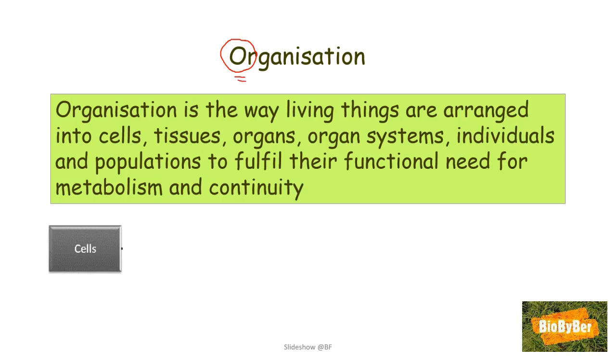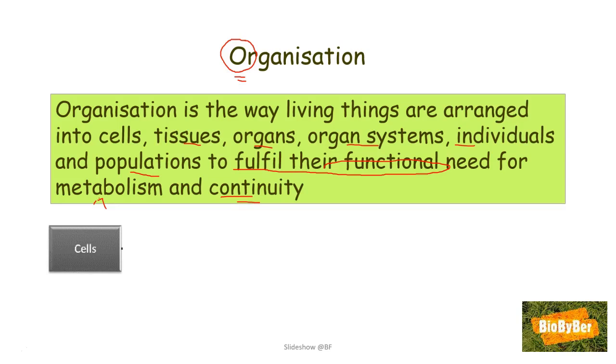Life means that living things must be highly organized. The organizational feature of life is that living things are made of cells. So the definition of organization is that it is the way that living things are arranged into cells, tissues, organs, organ systems, individuals, and populations to fulfill their functional need, to allow them to carry out metabolism or chemical reactions and continuity, allowing them to survive and reproduce. Some organisms like bacteria and the amoeba are single-celled or unicellular, whereas most organisms are multicellular.